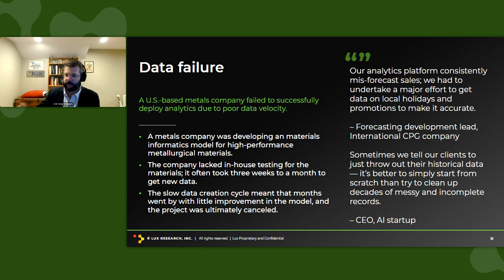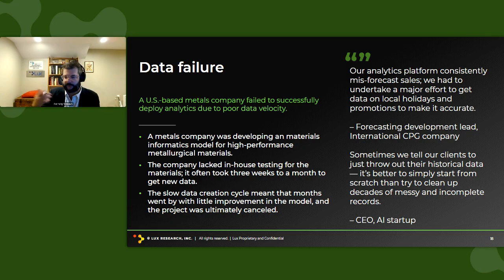There's this US-based metals company, and they were working on developing a materials informatics capability. They were doing pretty high-end metallurgy. I believe it was maybe even powder metallurgy. Essentially they were trying to develop a model that would help them formulate these metal compounds, right? And the problem was that doing the sample creation in the lab took, on average, maybe a couple days to a week. But then they didn't have the right testing capabilities in-house. So they would have to mail the samples to a third-party lab, who would then test them and get back to them. And often this whole cycle took at least 3 weeks, if not a month.